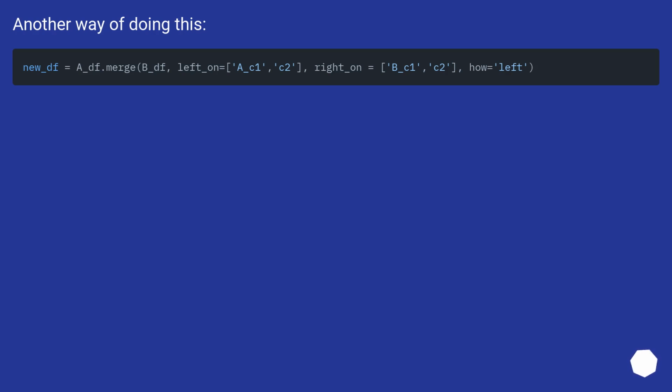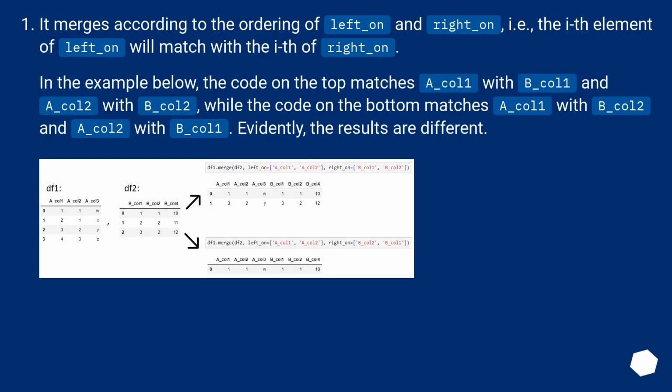Another way of doing this. It merges according to the ordering of left_on and right_on, i.e., the ith element of left_on will match with the ith of right_on. In the example below, the code on the top matches a_call1 with b_call1 and a_call2 with b_call2, while the code on the bottom matches a_call1 with b_call2 and a_call2 with b_call1. Evidently, the results are different.